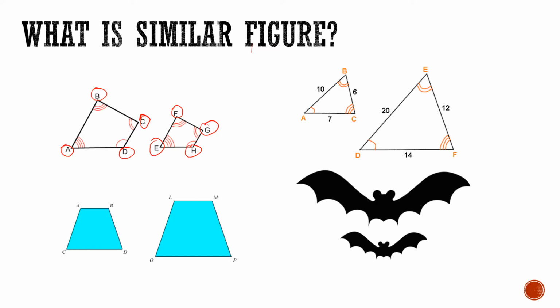Let's have this example. Triangle ABC is similar to triangle DEF. Now, how can we determine that triangle ABC is similar to triangle DEF? Take note of this symbol. This symbol is for similarity. Don't be confused with the symbol for congruent.